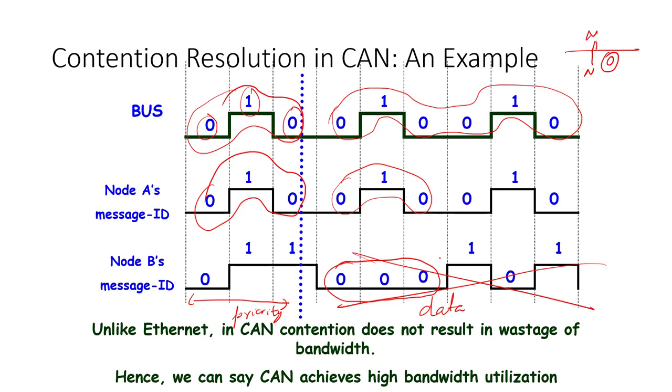So as a result, even if there is contention on a CAN bus, the bandwidth is not wasted because you clearly know who won, and then that node keeps on sending. So this is why CAN achieves a high bandwidth utilization, because unlike other networks, if there is a collision, nobody really backs out. It is immediately clear who won the result of the collision. In this case, as you can see, it is node A, and that is why node A's data gets transmitted.